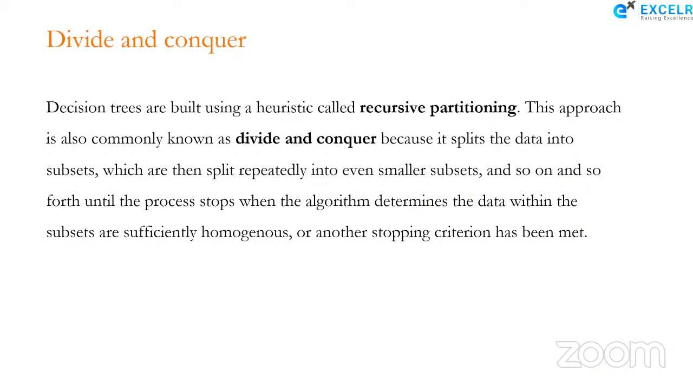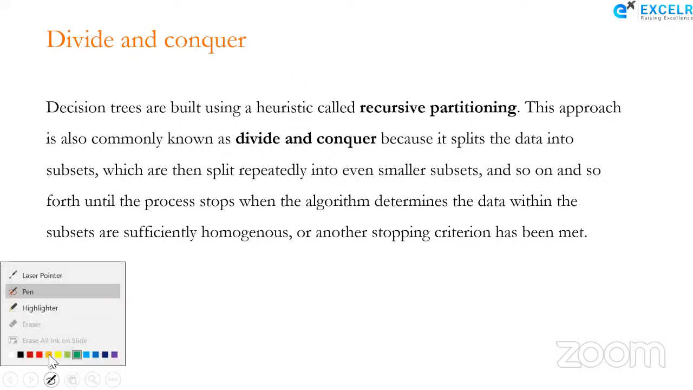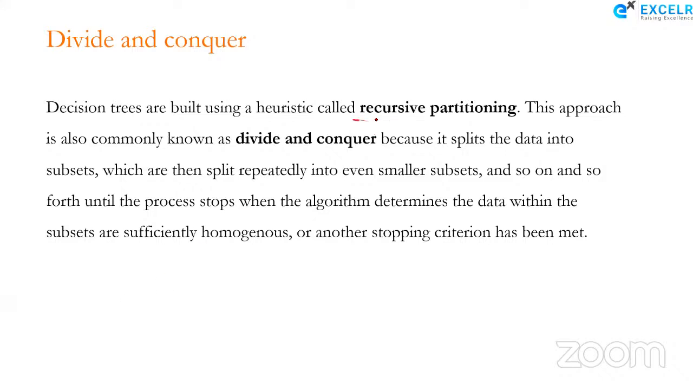So what are decision trees? Decision trees are built using a heuristic called recursive partitioning. This is also commonly called the divide and conquer approach, because it splits the data into subsets, which are then split repeatedly into even smaller subsets and so on. And we keep on doing this until the data within the subsets are sufficiently homogeneous.